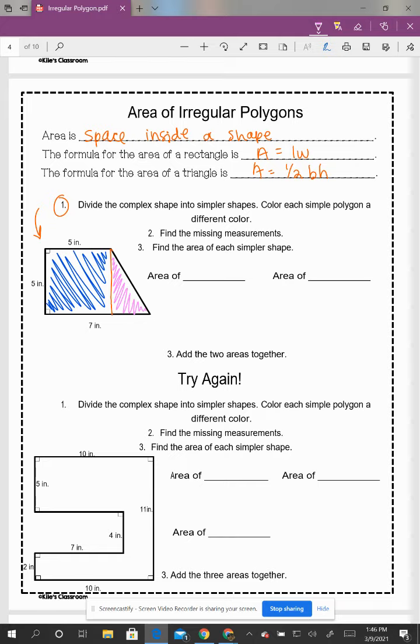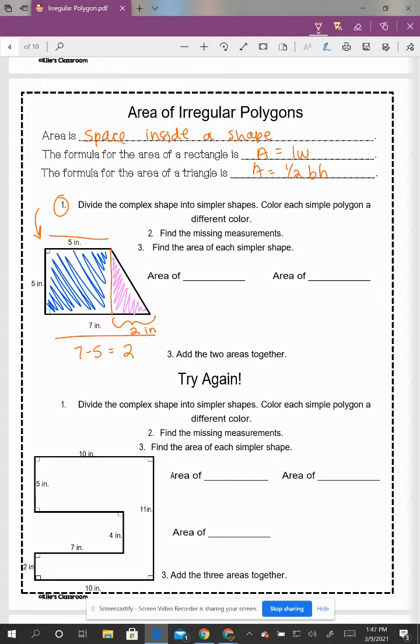So I've completed step number 1, but now let's go to step number 2. It says find the missing measurements. Let's think about the measurements I need to complete this task. My full length down here at the bottom is 7 inches long. Up at the top, I can see that this edge of the rectangle is 5 inches. The way that I can find this missing measurement is by taking 7 minus 5. That tells me that this base of the triangle is 2 inches.